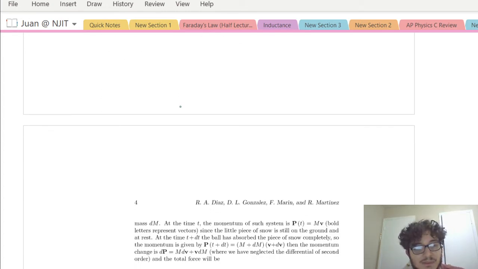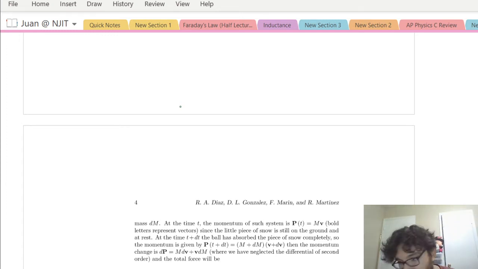At the time t, the momentum of such system is p of t equals mv, since the little piece of snow is still on the ground and at rest. At the time t plus dt, the ball has absorbed the piece of snow completely, so the momentum is given by p of t plus dt. So right after it has picked up that piece of snow, assuming it keeps its spherical shape, it's time t plus dt, and the mass is m plus dm, multiplied by the velocity v plus dv.